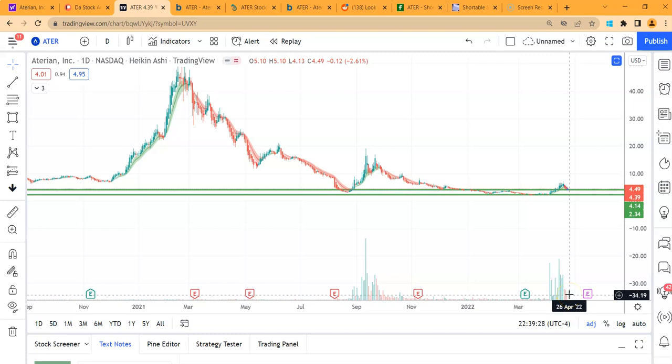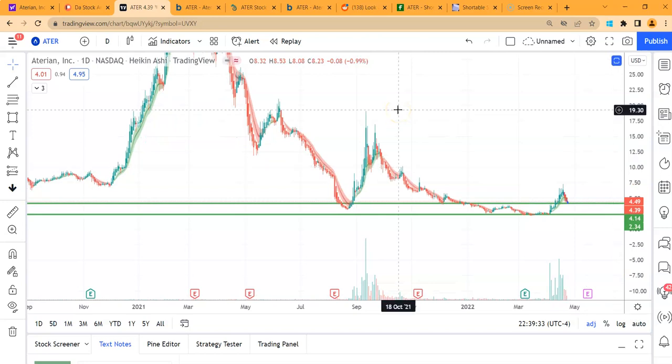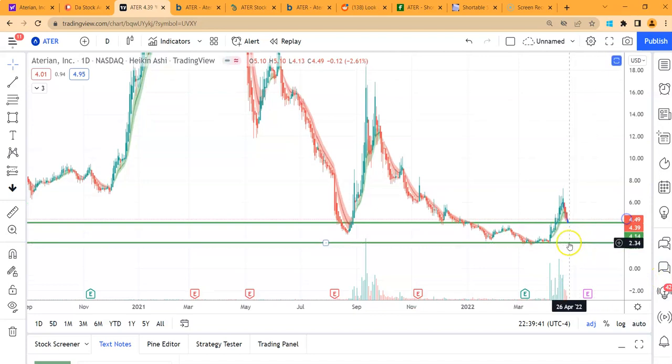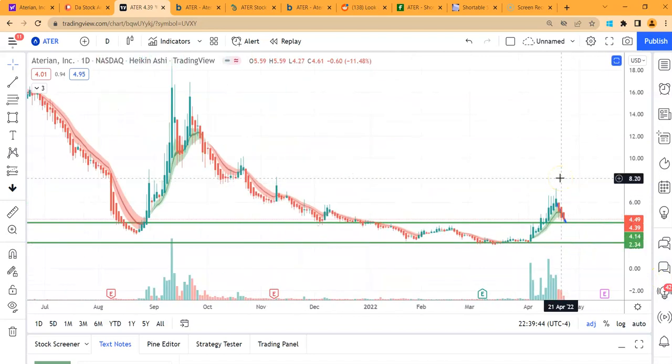So keep an eye on the price action, the volume, and also how the market is looking. Currently the market is not good, the futures are not good, so we will see how ATER will move. If it can't hold important support areas, this thing might come down. Anyway, I just wanted to give you an idea.